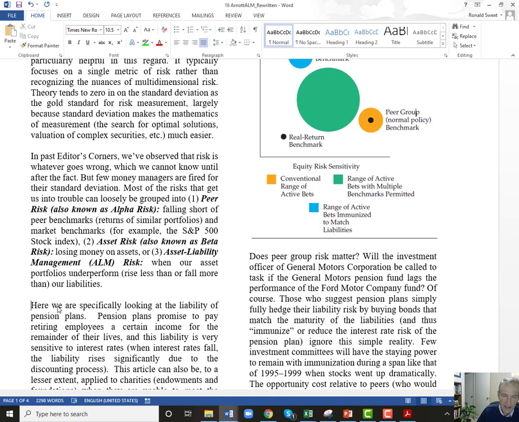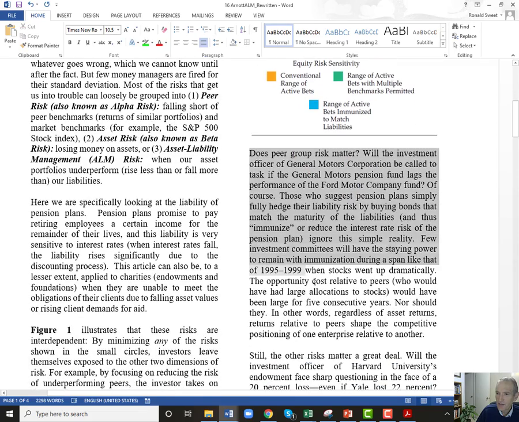All right, so Arnott's solution: let's balance these three risks. Why does he argue that? You can see that in some of these paragraphs. He asks, does peer risk matter? And here, what he's actually bringing up is the career risk.